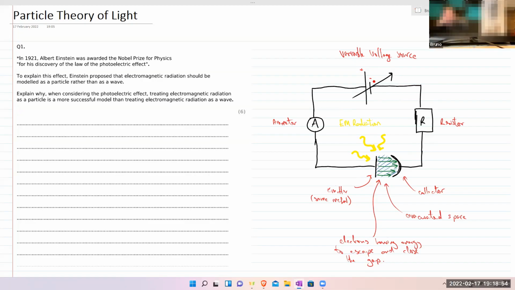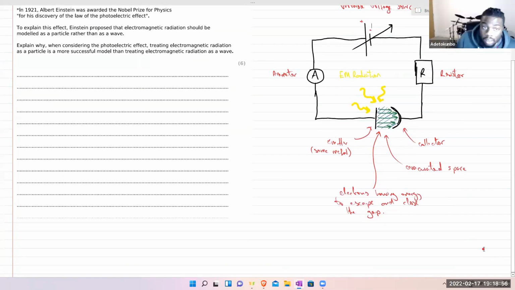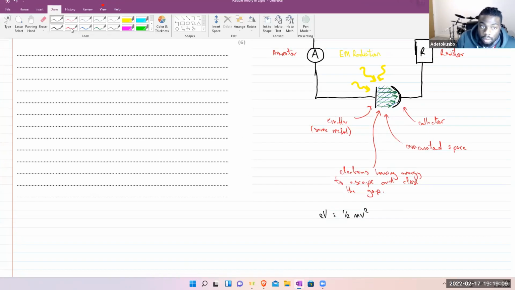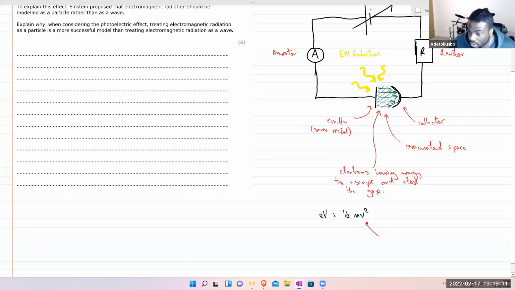The reason being is that by this stage, we should know that eV equals half mv squared. So you know that this is kinetic energy, this is voltage, and this is electronic charge.